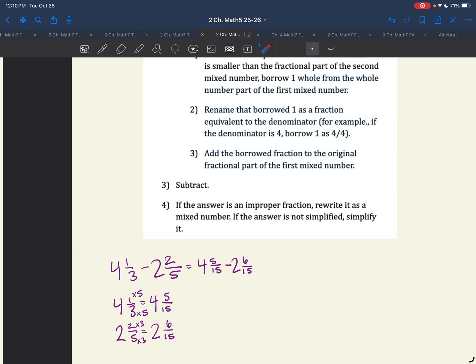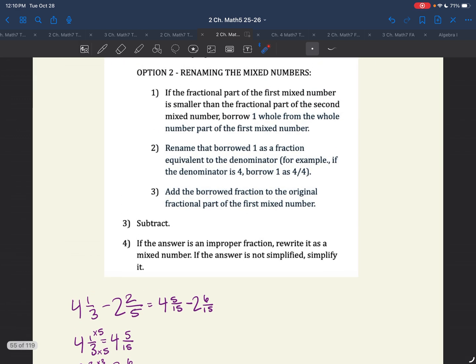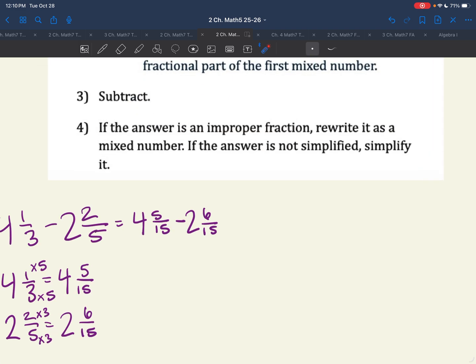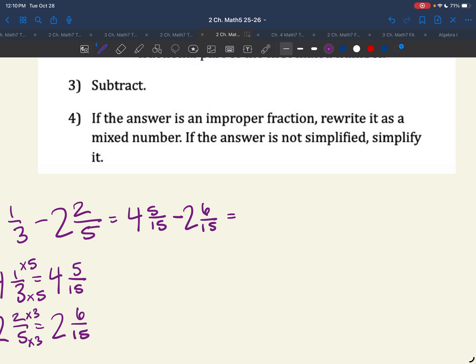All right, so it says if the fractional part of the first mixed number is smaller than the fractional part of the second mixed number, borrow one whole from the whole number part of the first mixed number. Rename that borrowed one as a fraction equivalent to the denominator, and then add the borrowed fraction to the original fractional part of the first mixed number. All right, so I am going to borrow one whole from 4. When I do that, that leaves me with 3 wholes. With that extra 1, I am going to write that as 15/15.